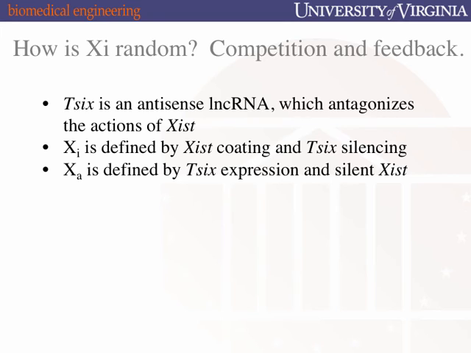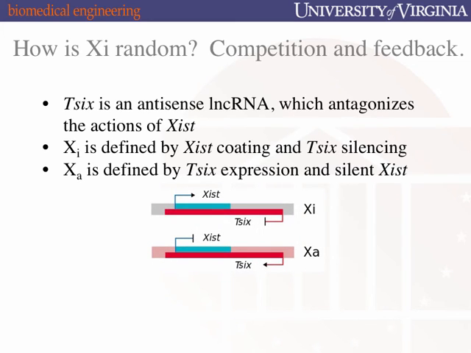Xist itself and the mechanism that I just described to you is not sufficient to give rise to X inactivation. You need something else. And the something else is an antisense lncRNA called Tsix. Why is it called Tsix? It's Xist backwards. And Tsix is transcribed on the other strand of the locus where Xist is transcribed. That's how you get a perfectly complementary long non-coding RNA, because it's going off the other strand.